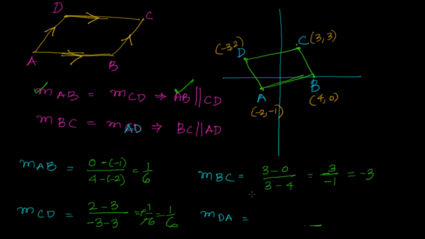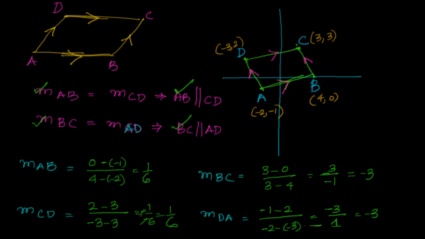Let's go to the slope of DA. DA is -1 minus 2 divided by -2 minus of -3, that's -3 by 1, which is equal to -3. So the slope of BC is equal to the slope of AD, that gives me BC is parallel to AD. Now since the slope of AB is equal to CD, AB is parallel to CD, and the slope of BC is equal to AD, BC is parallel to AD. So we know that two pairs of sides are parallel to each other, so it's a parallelogram.